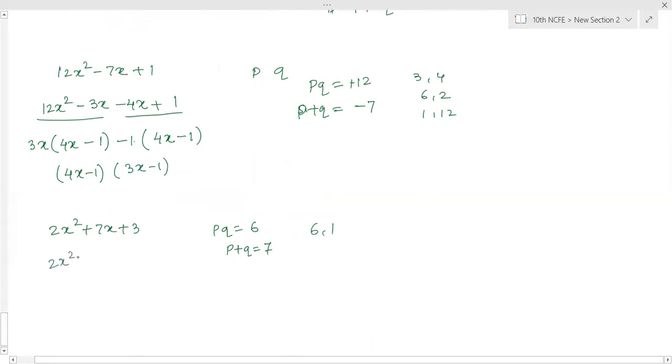So 2x square plus 6x plus 1x plus 3. Take common 2x into bracket x plus 3 plus 1 into bracket x plus 3. So x plus 3 into 2x plus 1.